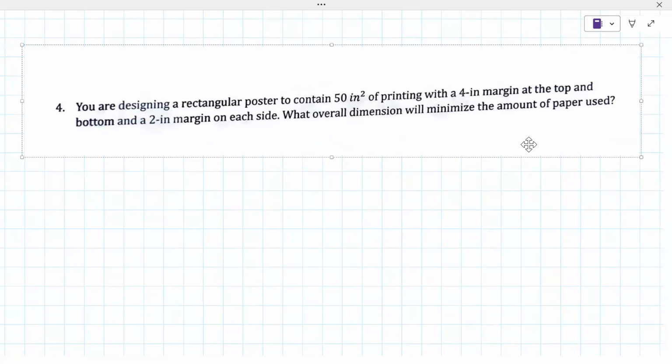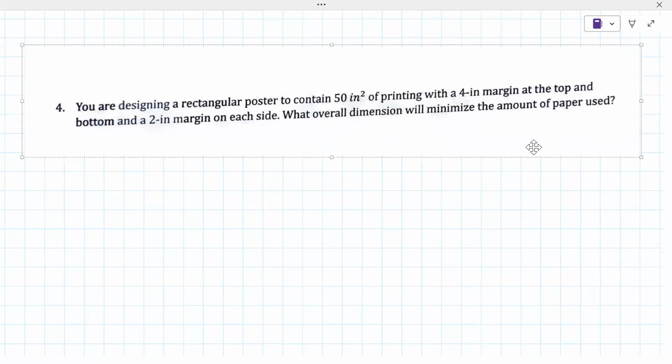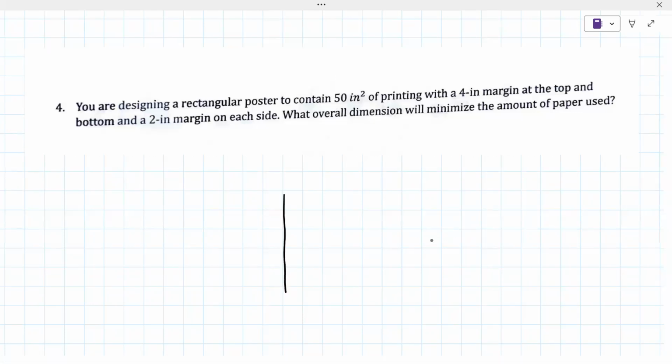So you're designing a rectangular poster to contain 50 inches squared of printing with a 4-inch margin at the top and the bottom, and 2 inches on each side. What overall dimensions will minimize the amount of paper used? 50 inches squared of printing. Okay, so we have y and x. X times y is 50.